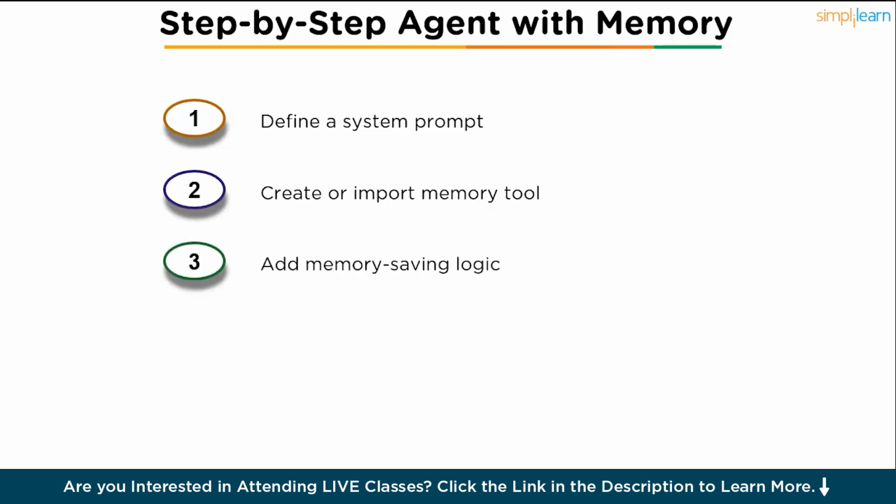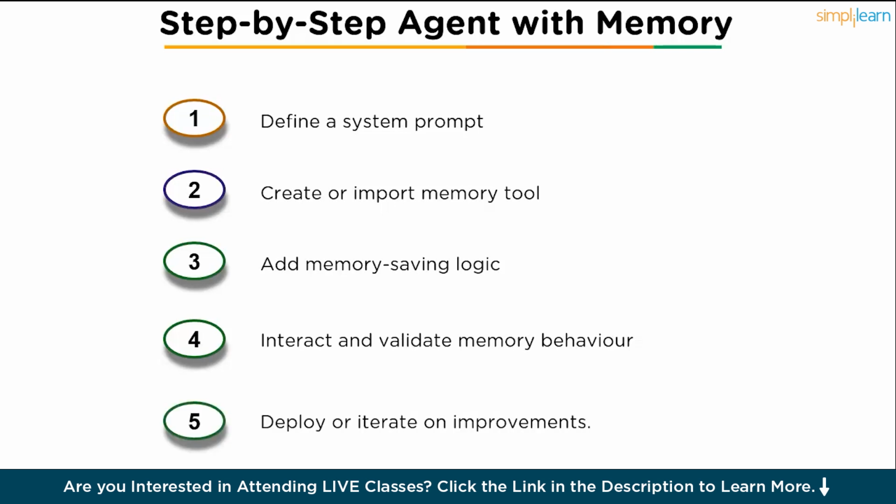Third, we have add memory saving logic, which is customizing how and when the agent should save or update memory based on interaction. Fourth being to interact and validate the memory behavior. We have test agents in various scenarios to ensure its memory operates as intended. Fifth one, we have deploy or iterate on improvements. Once validated, deploy the agent or refine its memory capabilities further based on user feedback. This systematic approach ensures agents with memory are both reliable and adaptable, ready to handle dynamic real-world tasks.